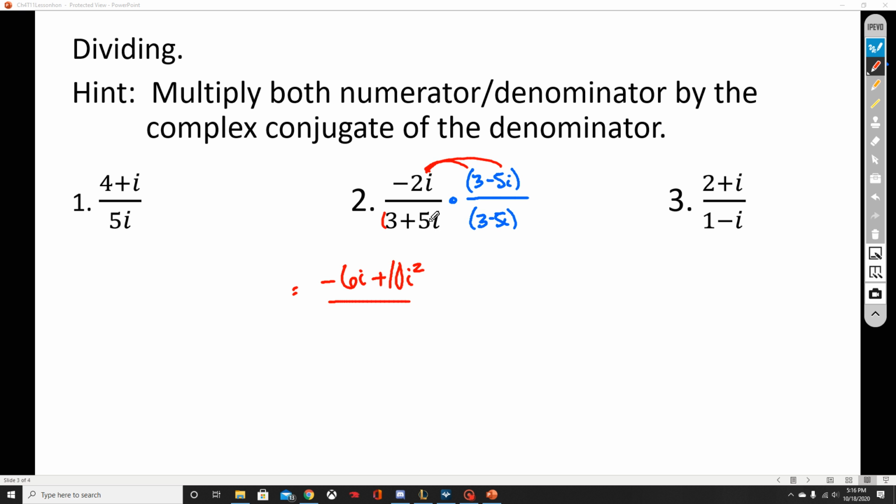All right, and then I'm going to have to distribute big time here. So the 3 is going to go to both of them. Let me make a little bit more room in my denominator. 3 times 3 is 9. 3 times negative 5i, negative 15i. And then the 5i is going to multiply to both of them, so plus 15i. And then minus 25i squared.